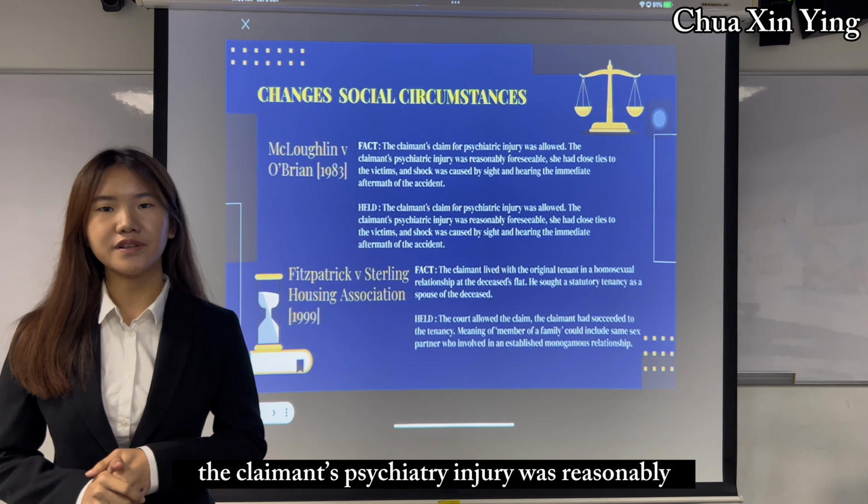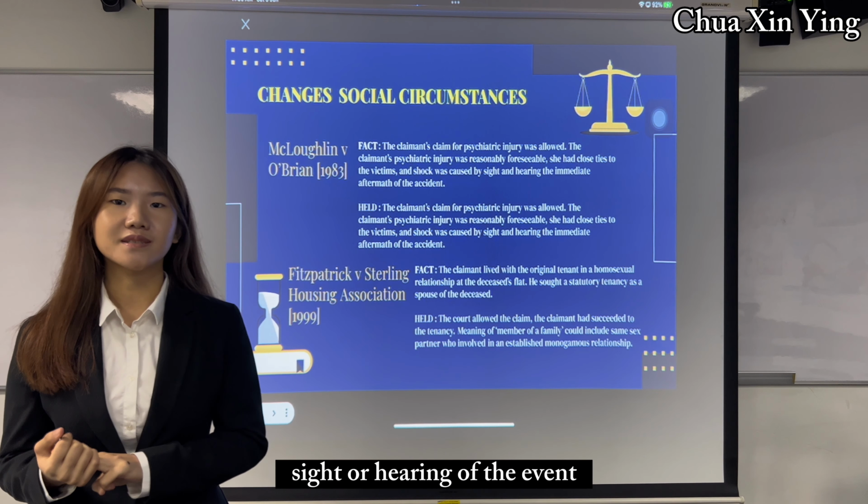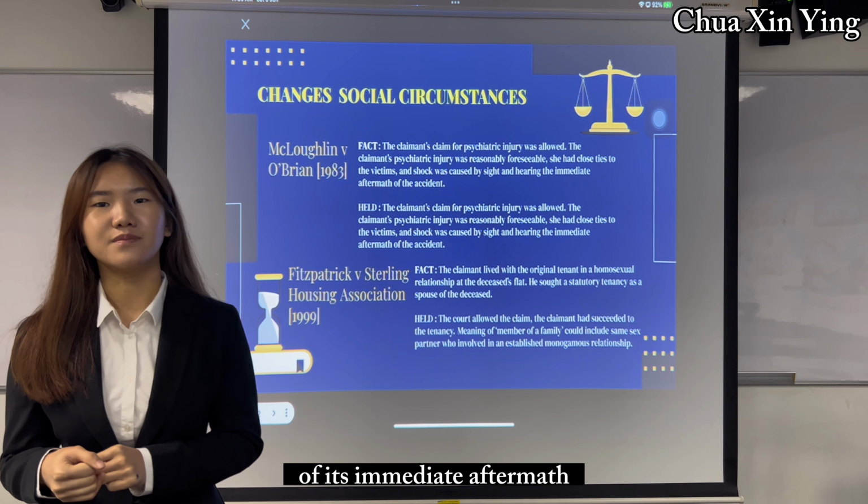She had close ties with the victim, and the shock was caused by sight and hearing of the immediate aftermath of the accident. The ratio in this case is that it laid down the criteria for negligent liability towards secondary victims of psychiatric shock. Lord Wilberforce states that reasonable foreseeability alone is not enough to establish liability towards secondary victims. These further three elements need to be considered, namely the class of person, the proximity of such person to the accident in both time and space, and the shock must come through sight or hearing of the event or its immediate aftermath.